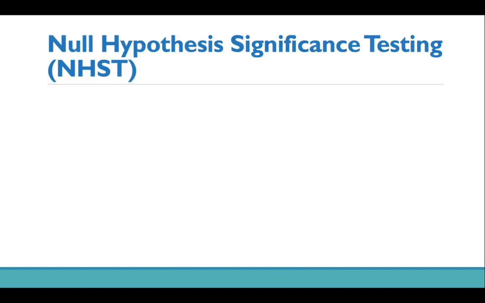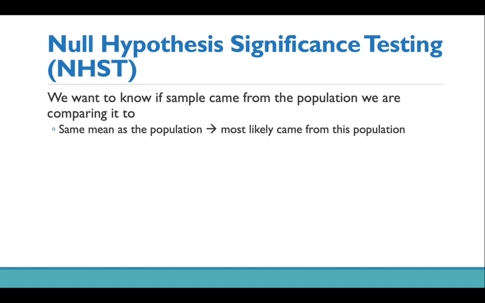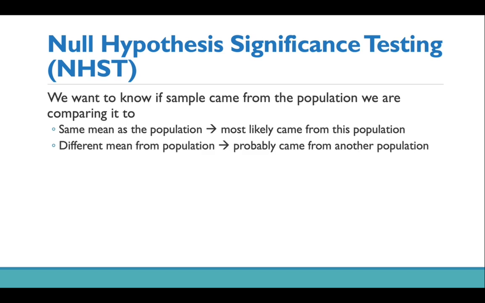The process that we follow to answer these questions is known as null hypothesis significance testing, abbreviated as NHST. As I mentioned before, we want to know if our sample came from the population we're comparing it to. If it has the same mean as the population, this suggests that it most likely came from this population. However, if the sample mean is different from the population mean, it probably came from a different population.